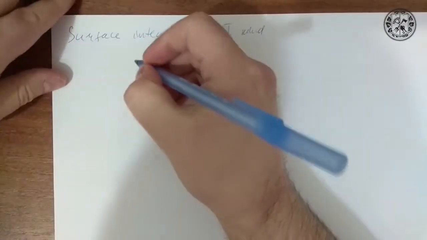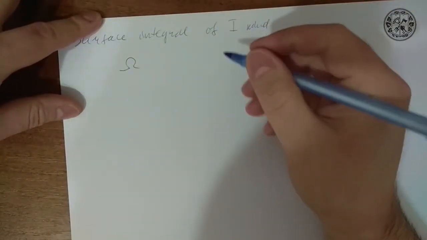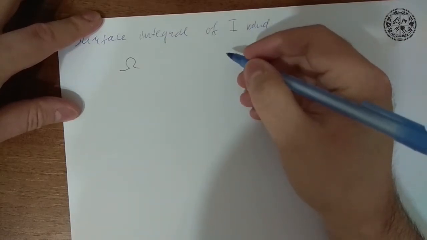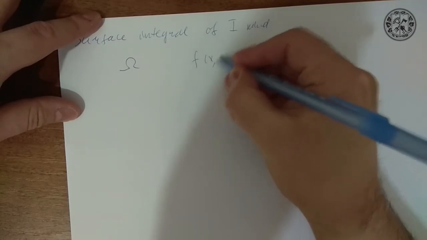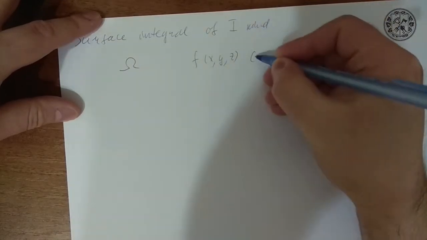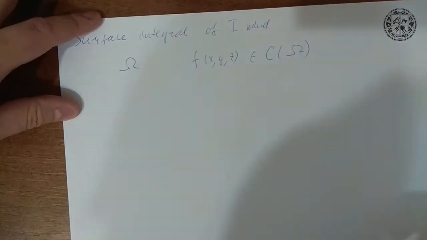Surface integral of first kind. Let us have some smooth surface omega that is specified explicitly, and we have some function f of x, y, z that is continuous on this surface omega.